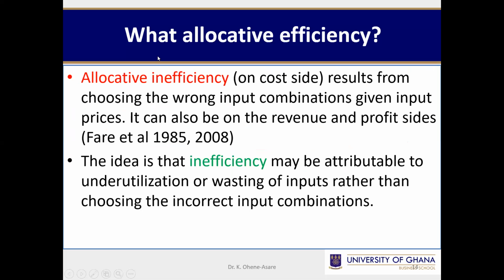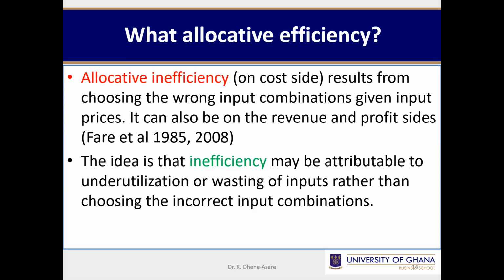Well, allocative efficiency on the cost side, and it's very important to understand because we have allocative on the revenue side. It's just making it opposite. It happens when you choose the wrong, of course, allocative inefficiency. But if I'm defining allocative efficiency, you say it happens when you choose the correct input combination, given the input prices. You are allocatively efficient if you correctly select those combinations of input, given their prices.